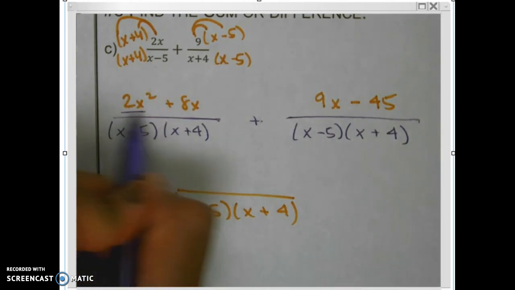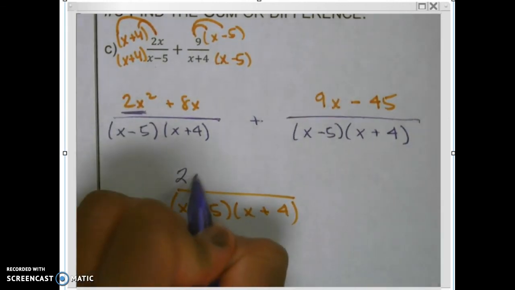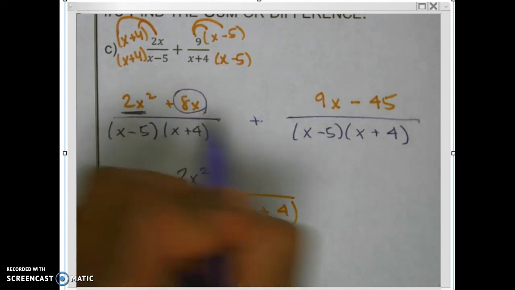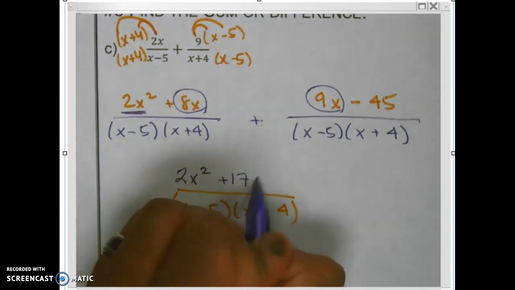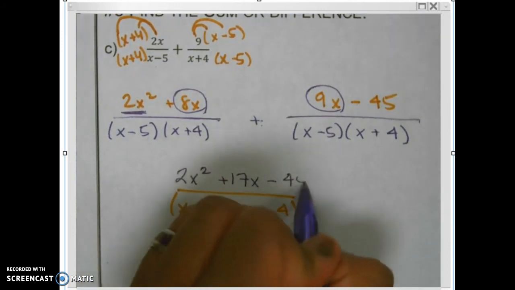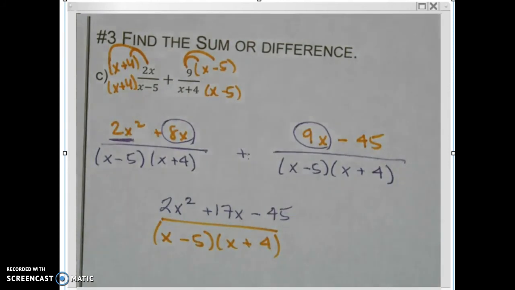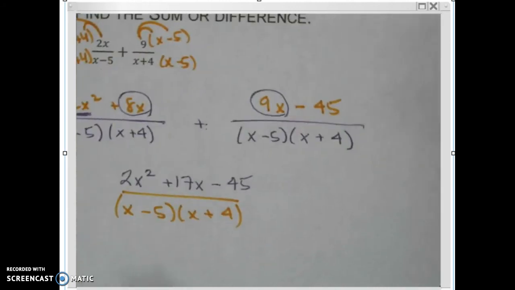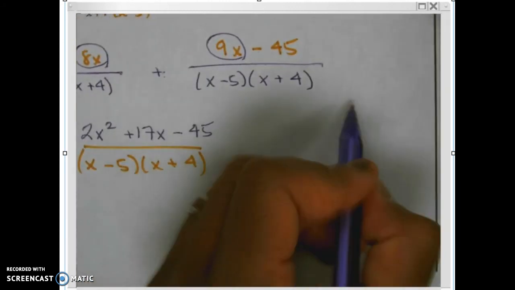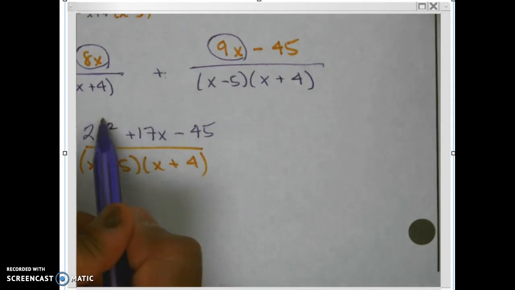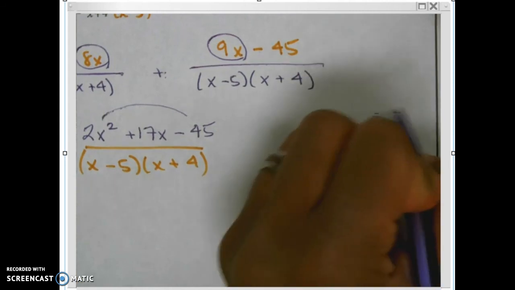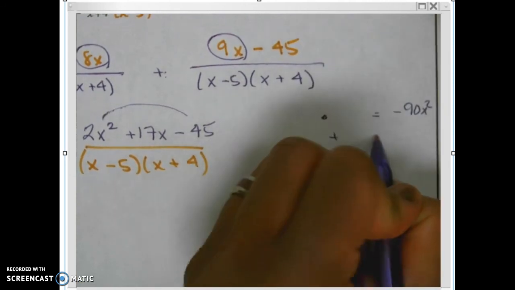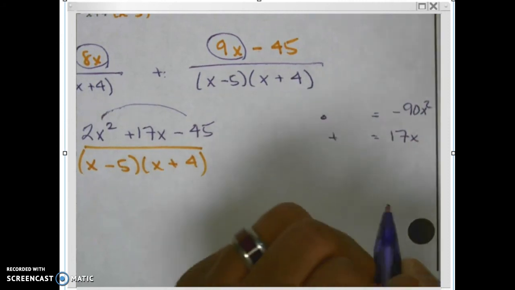Numerator, combining like terms. Well, what are they? Well, I have 2x squared as my biggest exponent, nothing alike with it. But I have 8x plus 9x. 8x plus 9x is 17x. And then minus 45. That is a delight. I wonder if this is factorable. I don't know. We can try, right? How do we factor these? Well, we'll take the first and last term. I need two numbers that will multiply to give me negative 90x squared and that will add to give me 17x.